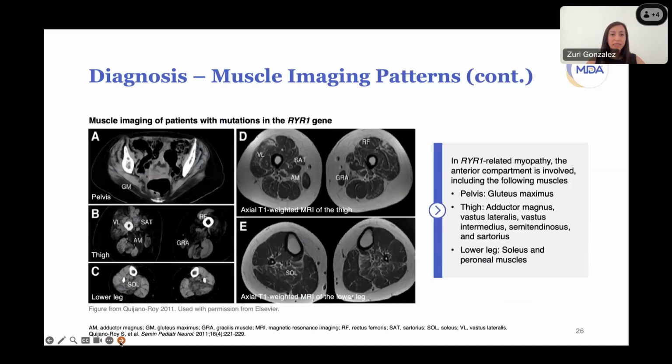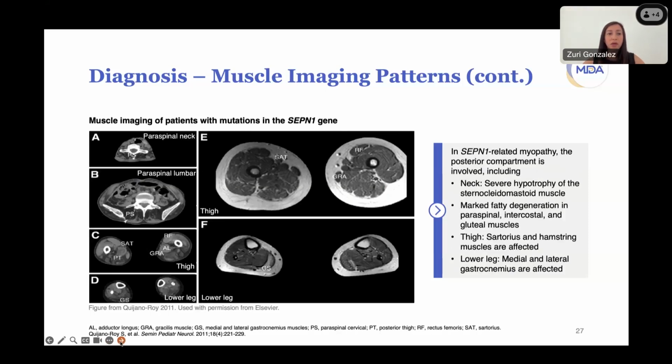A couple of examples briefly. On the left we'll see the CT, and on the right the MRI of a patient with RYR1-related myopathy, where we can see that the anterior compartment is involved. On the pelvis, you can see the gluteus maximus is involved. And on the thigh, we can see the sartorius, the adductor magnus, and the gracilis are also involved, as well as more distally, we can see the soleus and the peroneal muscles involved.